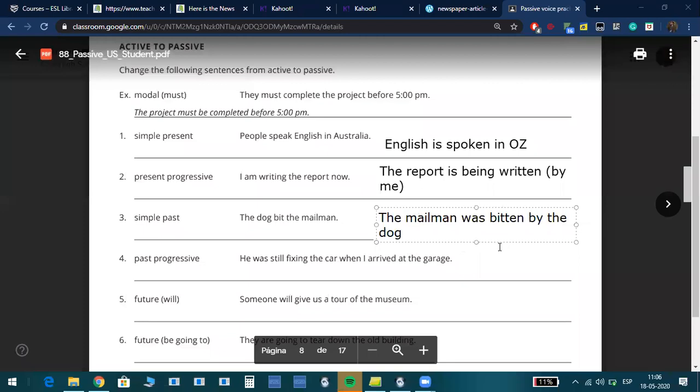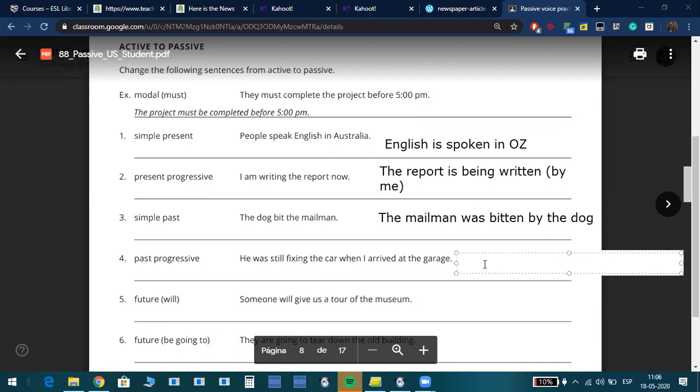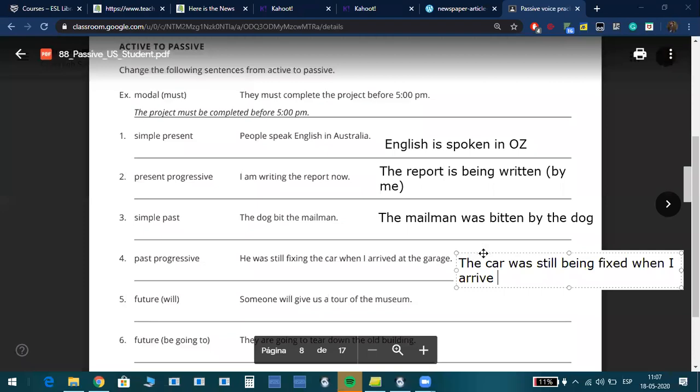Oh, batteries. Oh, no. Next one is past continuous. Says he was fixing the car. Okay, so object. What was he fixing? The car. Okay, so the car. Past continuous. What's the word? Was still being fixed. Yeah, could be. Was still being. The still is there because of the sentence. Still being, we have the verb fix. When I arrived at the garage, the car was still being fixed when I arrived to the garage. The car was still being repaired when I arrived.